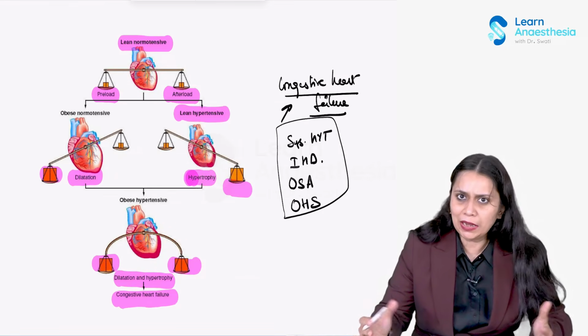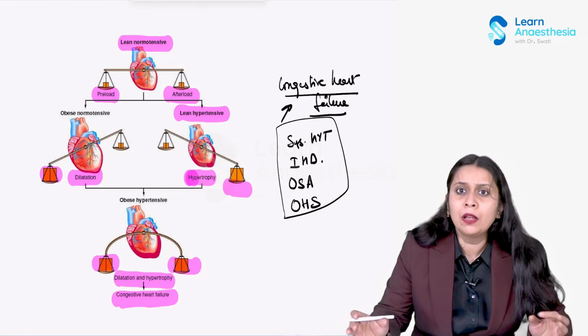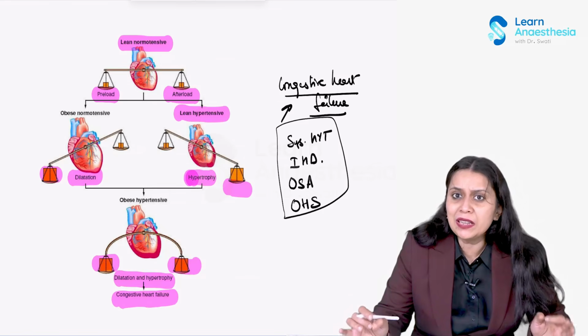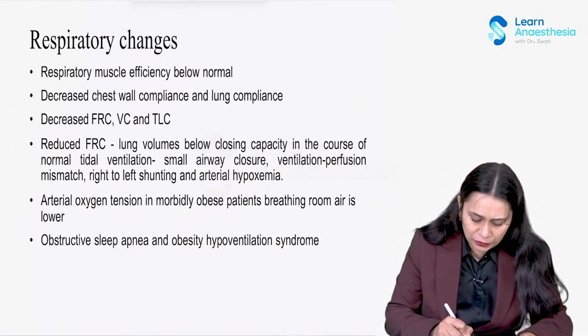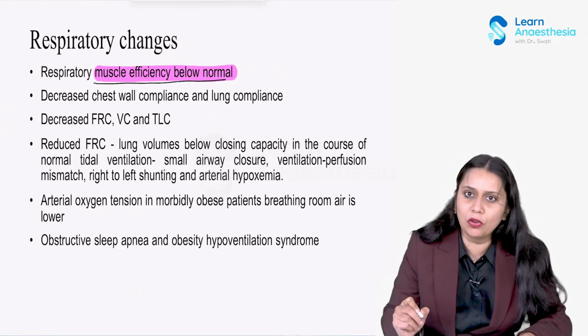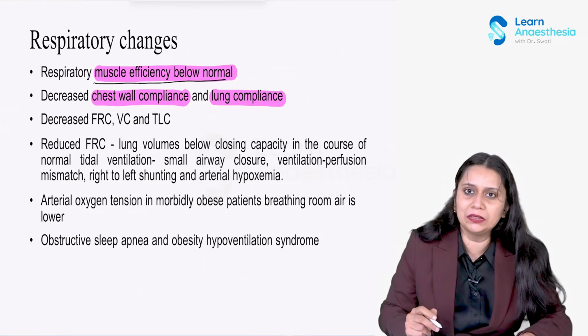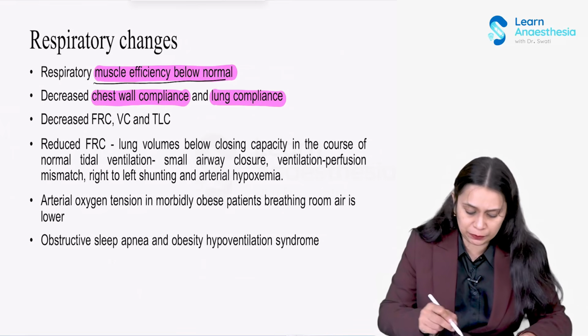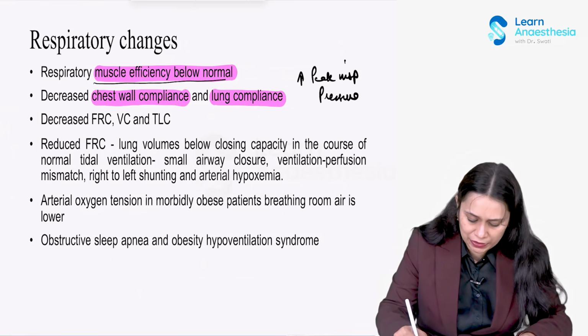Okay, now as I told, the respiratory system is another system where we need to know the effect, right? Muscle strength in an obese patient, the lean muscle strength decreases. So respiratory muscle efficiency is below normal, right? Then there is decreased chest wall compliance and lung compliance. So during ventilation, we may need a higher inspiratory pressure to ventilate these patients. So it may require higher peak inspiratory pressure for ventilation.